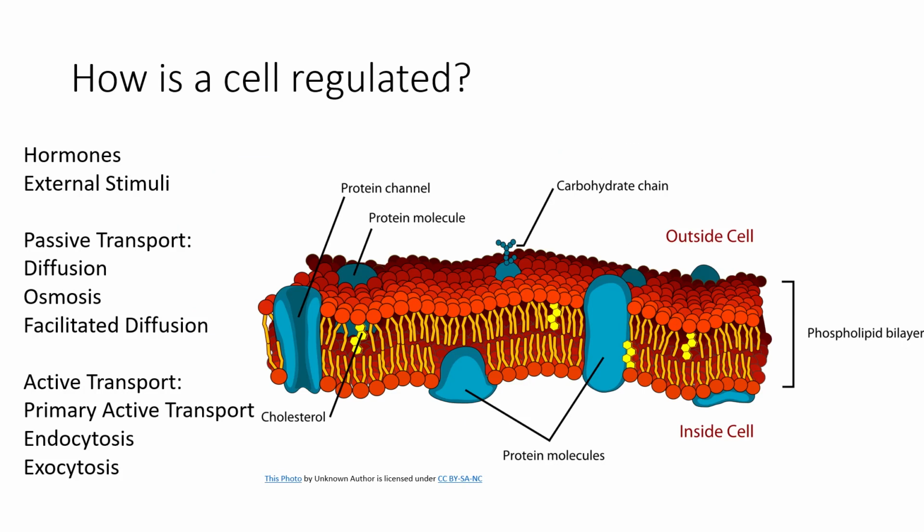How is a cell regulated? So a cell is regulated by hormones and external stimuli, and those hormones and external stimuli can tell the cell what to do. But there's also a lot of internal regulation that happens as well. There's a lot of checks and balances that take place. And one of the checks and balances would be enzymes.